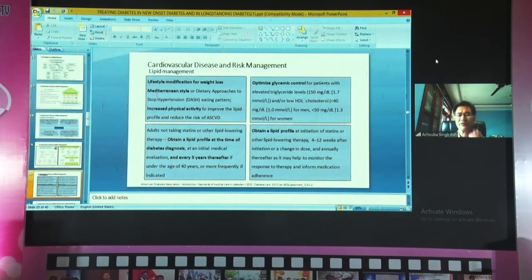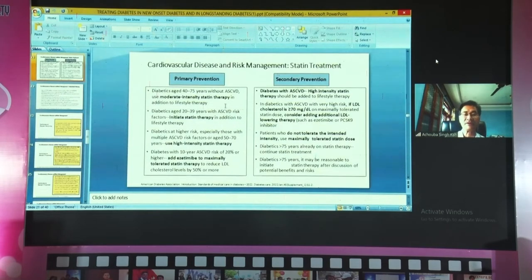Triglyceride levels below 150, HDL low below 40 for men and 50 for women, and then we have to optimize the glycemic target. So obtain a lipid profile at the time of diabetes diagnosis and initial medical evaluation, and every 5 years thereafter. If under the age of 40, then more frequently as indicated. So this is for lipid management.